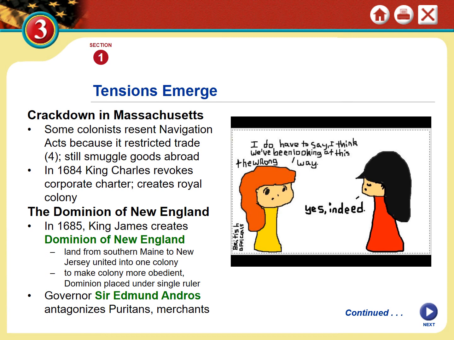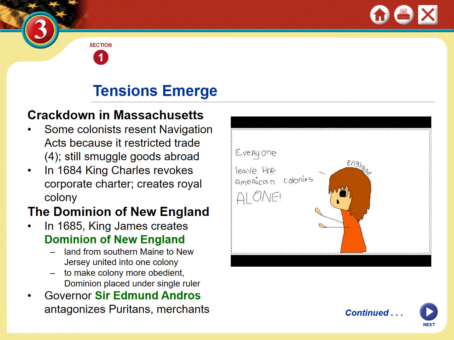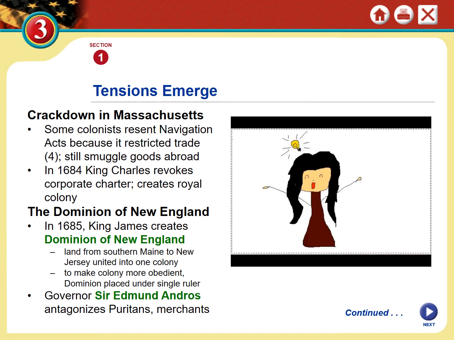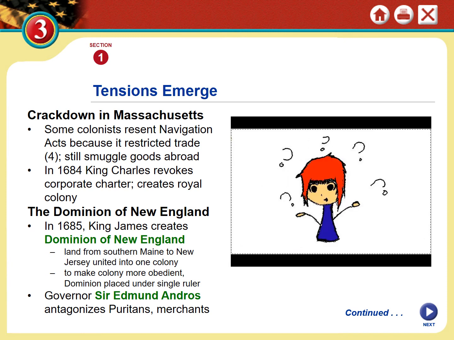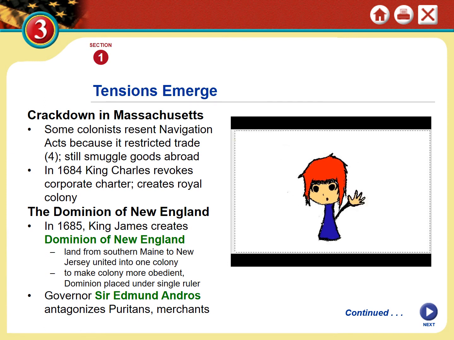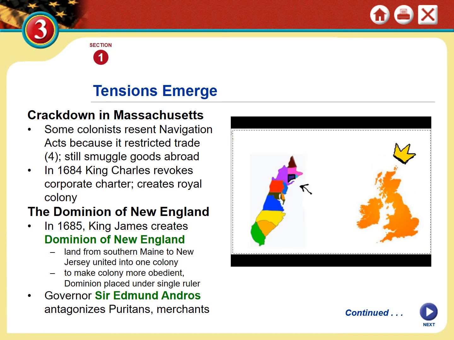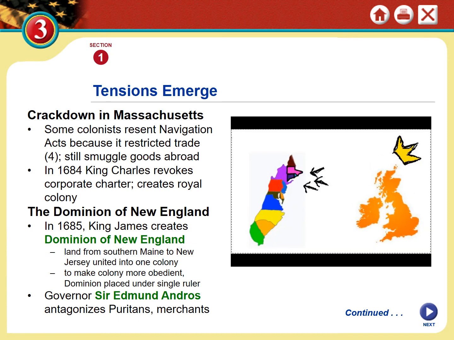And this was, the king declared all land from southern Maine to New Jersey to be united into one colony. The idea was to make this colony more obedient to the crown, and this Dominion of New England would be placed under one single ruler. So you ever wondered why the Northeast is called New England? That's because by decree of King Charles to stop smuggling, he declared the Northeast New England. And it would be placed under one ruler, and that one ruler would be watching for these smugglers. And that's why New England.